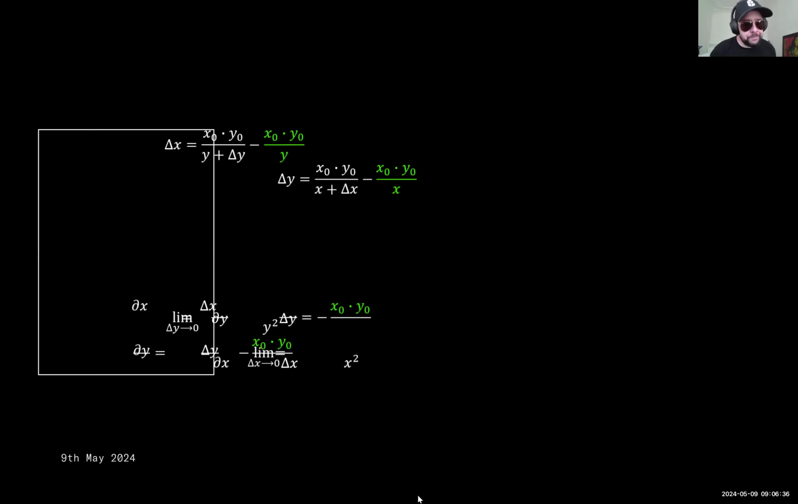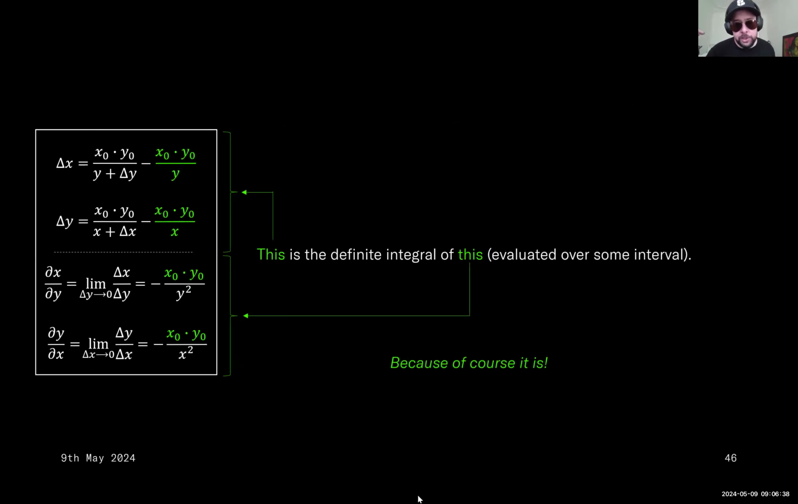And so the point here is that the swap equations are the definite integrals of the marginal rate equations evaluated over some interval. And of course they are. I'm not trying to make you think that this is a profound realization or something. But it kind of is something important to acknowledge. These come from each other in some way, and they're both describing one and the same mathematical object.